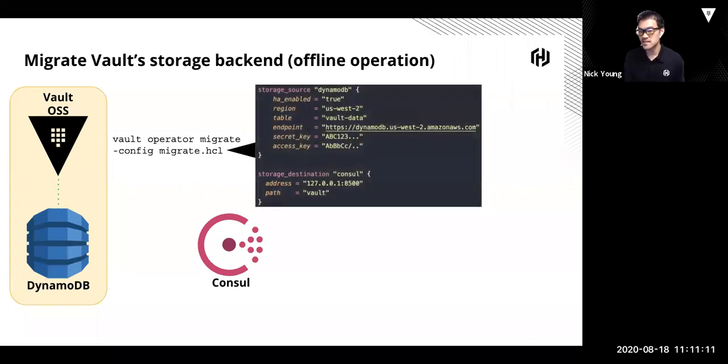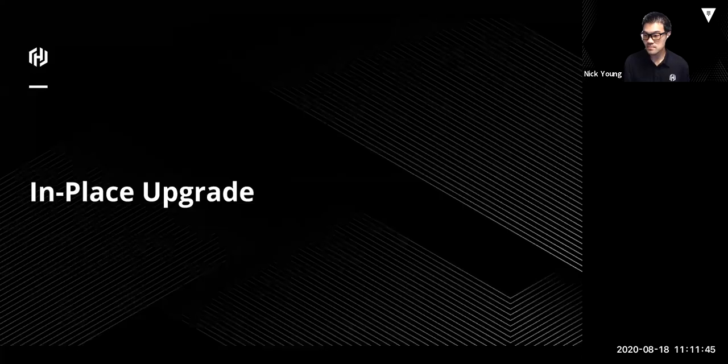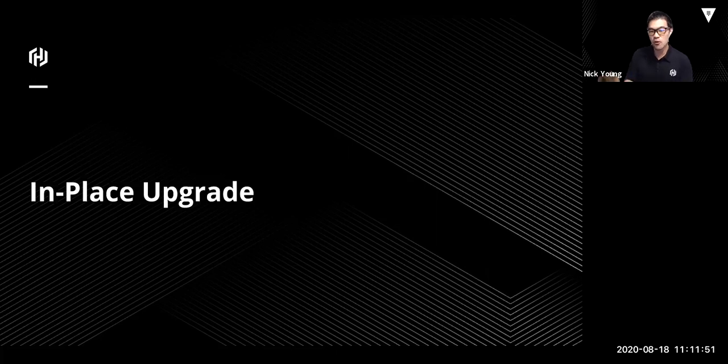One example of what it looks like is something like this, where the storage source stanza is all the attributes of your DynamoDB instance, and then your storage destination, or where you want to copy the data to, is in this case Consul. And this is what a real migrate.hcl file could look like. In doing so, it copies the data. And then within your terminal, you get an output that looks something like this, basically showing that it's copying everything from DynamoDB to Consul. And from there, now you're at least on a supported backend. So that first part is now over.